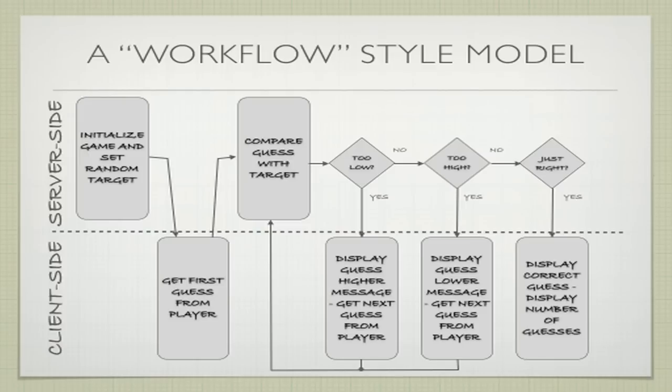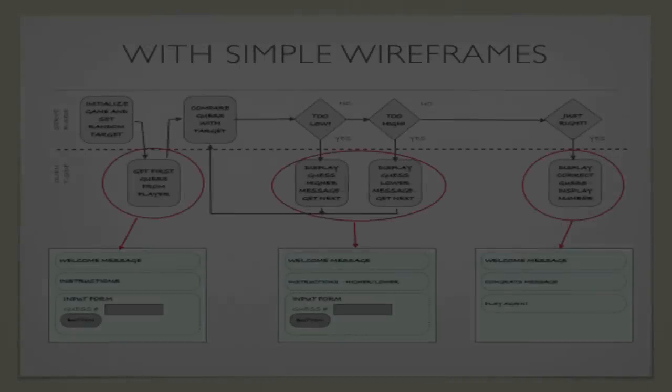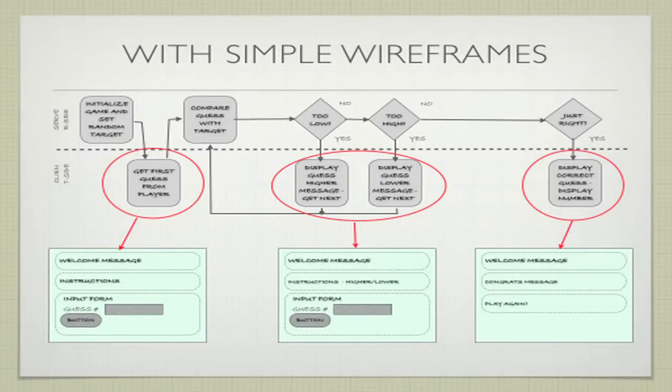Now let's see how we can translate this into the components that we might want to create. First, let's think about what the user is going to see. Here I've added to the diagram some very simple wireframes. A wireframe is basically a design model for a web page or another type of user interface. We're going to keep this very simple, so we just have basically three elements at most on our different views.